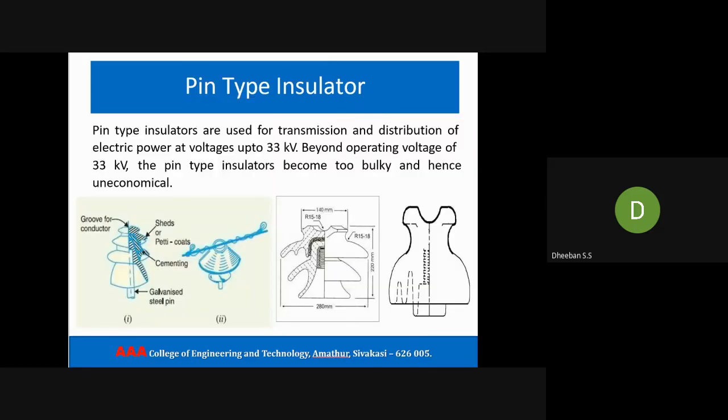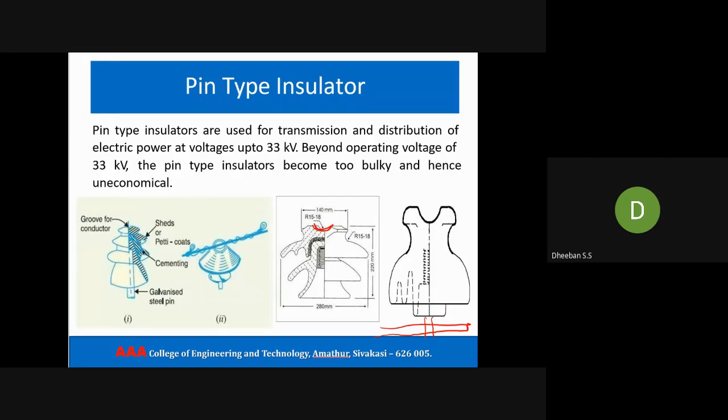Next is a cross section of the pin type insulator. Here you can see very clearly the groove. It is a cross section, and over here is the pin structure, which will be mounted on the cross arm bar.